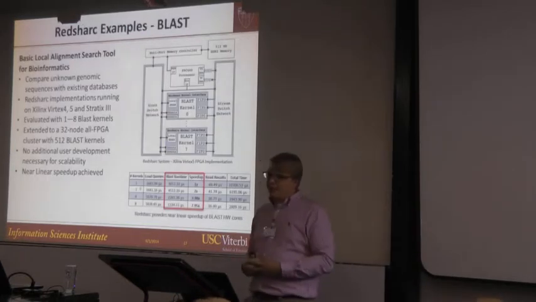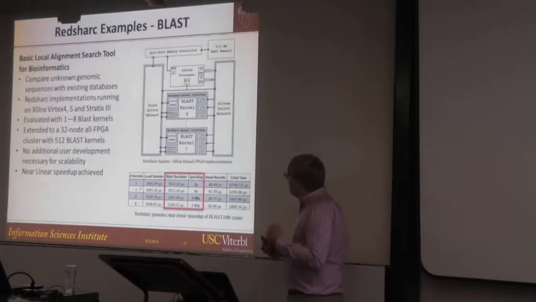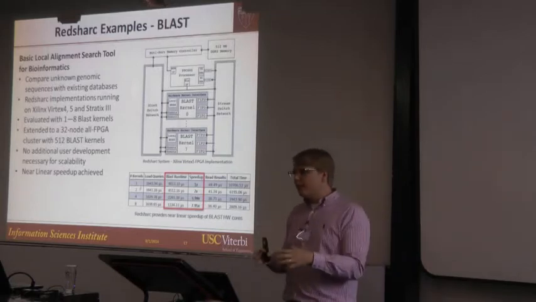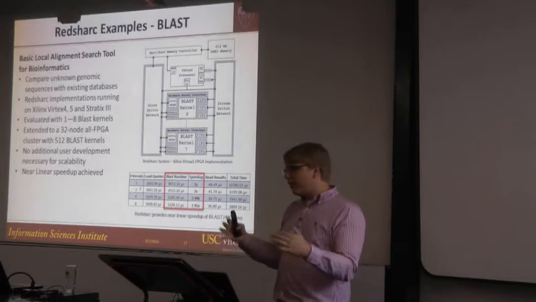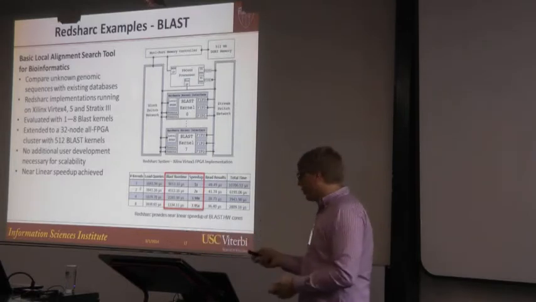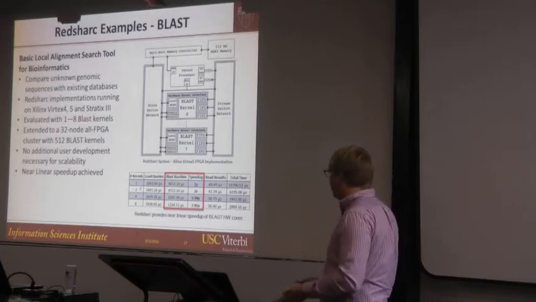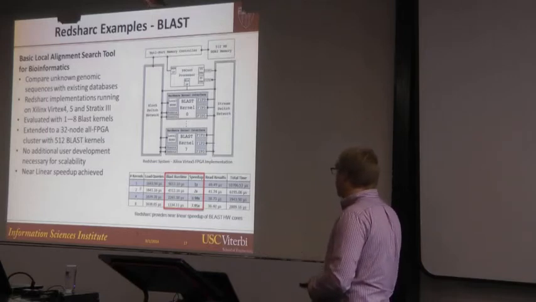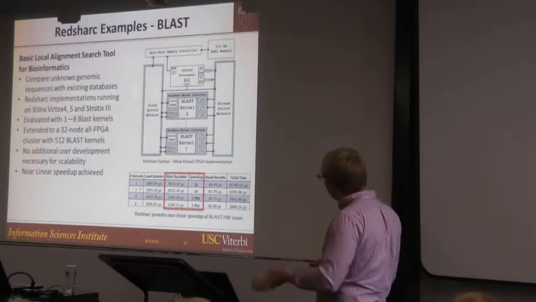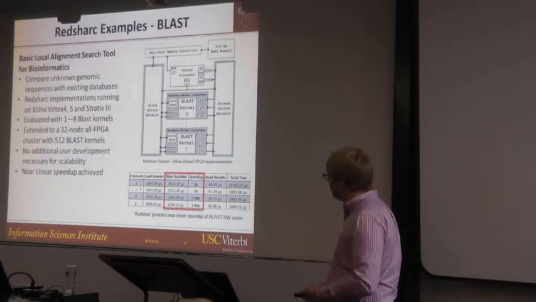So two applications. The first one is BLAST, basic local alignment search tool for bioinformatics. In this work, the goal was to see what the overhead was of the Redsharc network. If we could come in, how much could we scale the number of cores and how would that affect performance? And we came out with the results that there's a little bit, but we can scale near linearly.